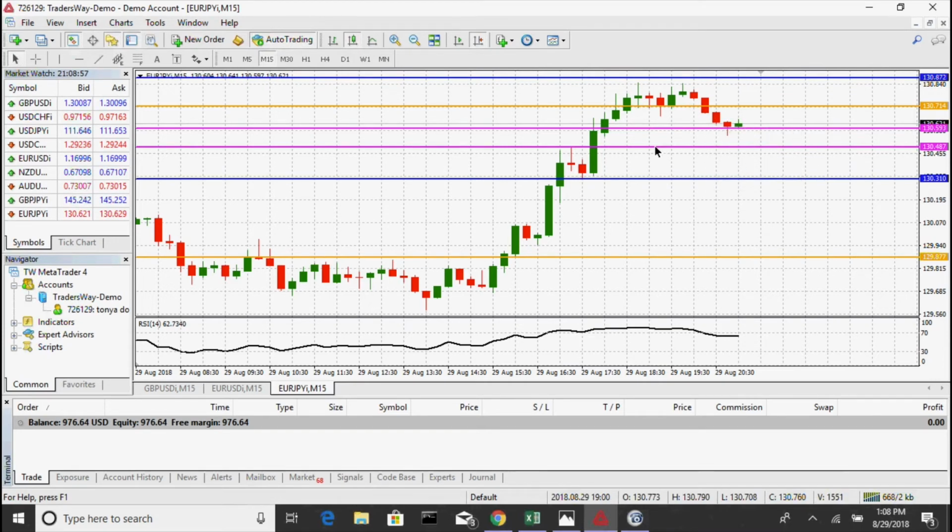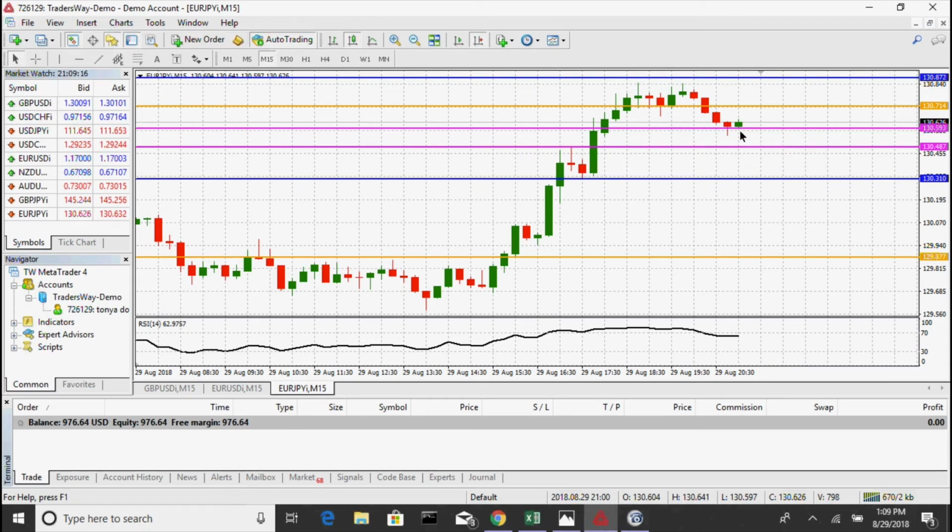This candlestick reversed there and was bullish and broke through this SR zone. I could get into a sell because it broke out of support, and if it breaks there, I can get into a sell.